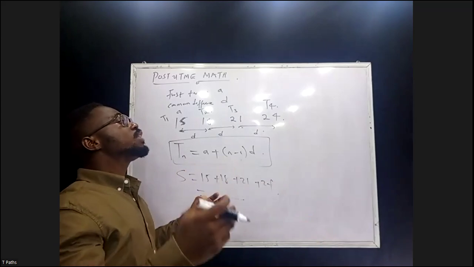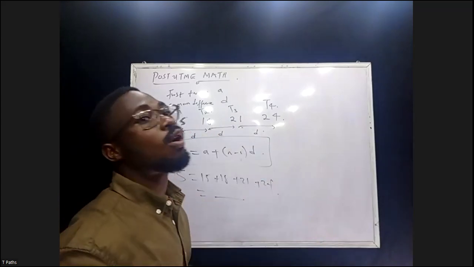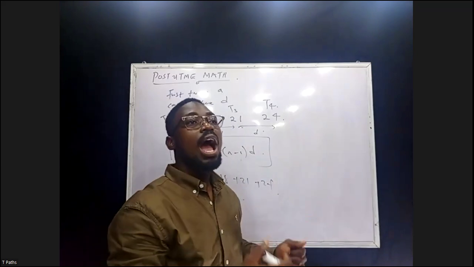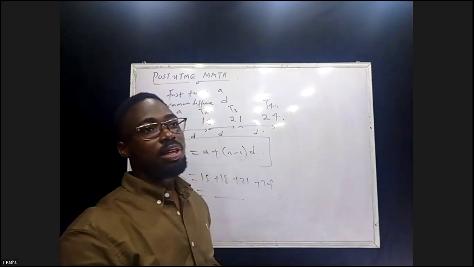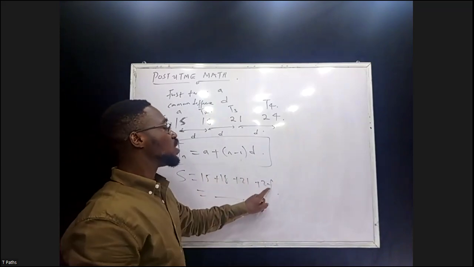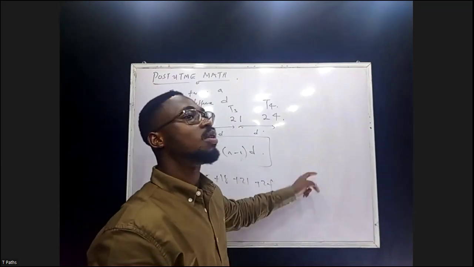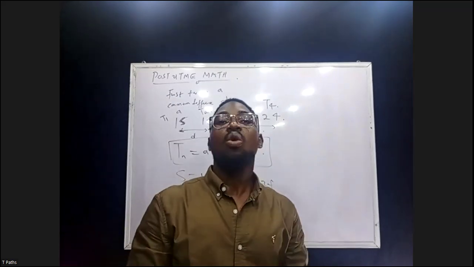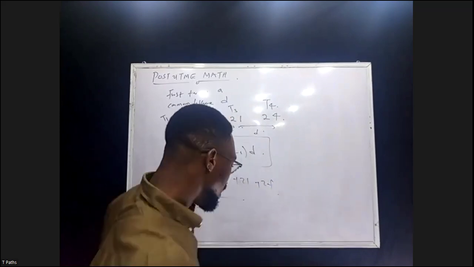But what if we have hundreds of terms? How do we solve that problem? Are you going to start saying 15 plus 18 plus 21 plus 24 plus 27 plus, you are going to sleep there? Are you with me? So how do we now get the sum of the AP?